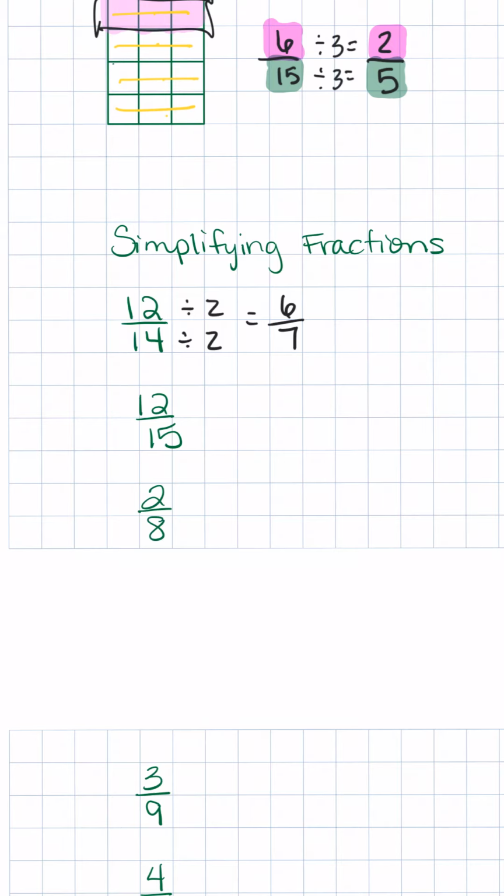12/15, we can look at 2. No, 2 can't go into 15. 3 can go into both of them. 12 divided by 3 is 4. 15 divided by 3 is 5. 4/5 is the simplified fraction, the lowest fraction. But they're still equivalent. They equal the same. So 2/8 divided by 2, we get 1/4.